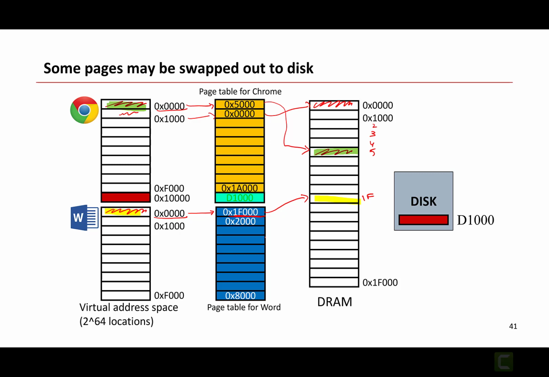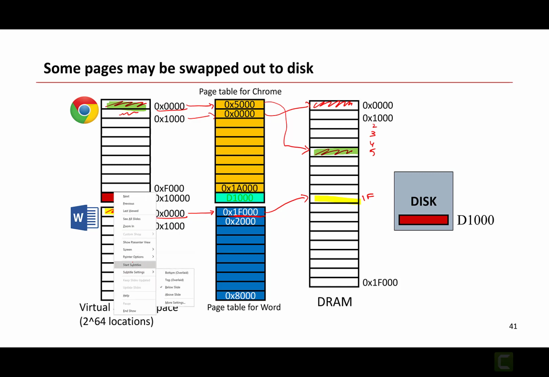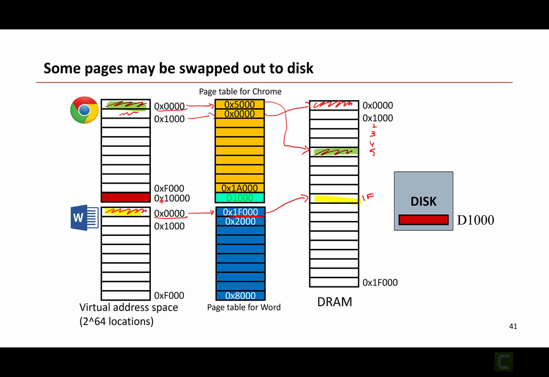Now the data may not always exist in the main memory. Sometimes it can exist on the disk. So let me highlight this. In this case, the address 10,000 is not there in the main memory, but the page table says go to the disk to find the data. So if Chrome accesses this address, it would incur a page fault, and the page fault handler would find a victim in main memory and bring this page into the main memory.